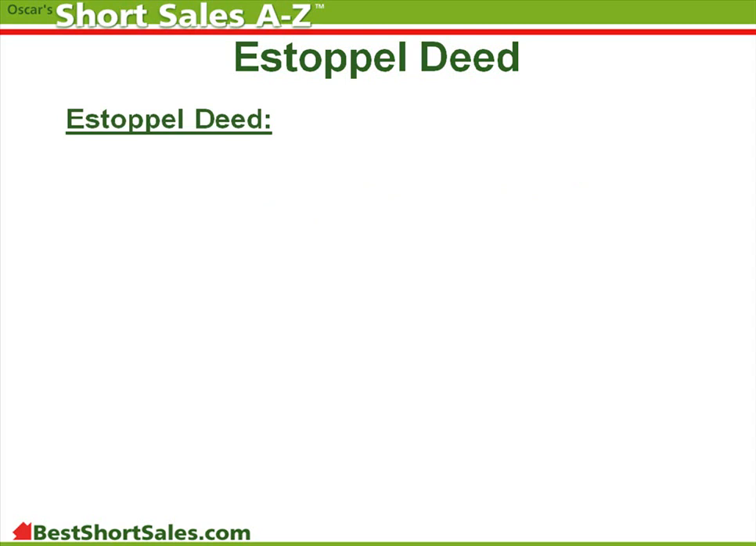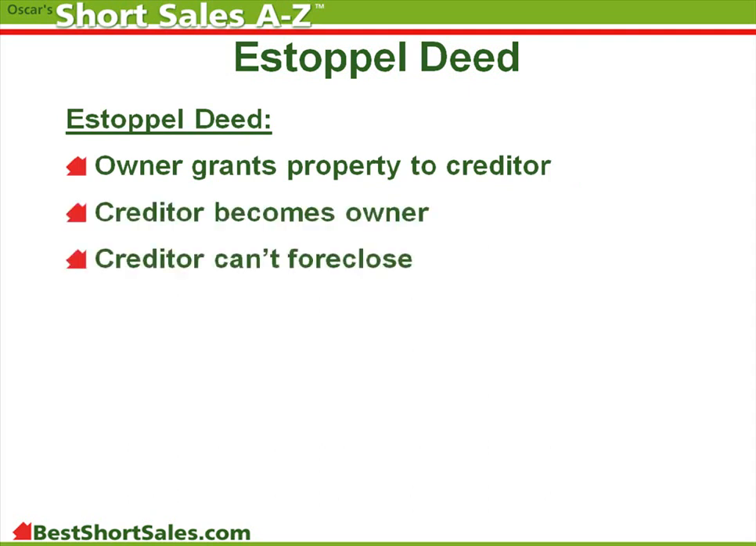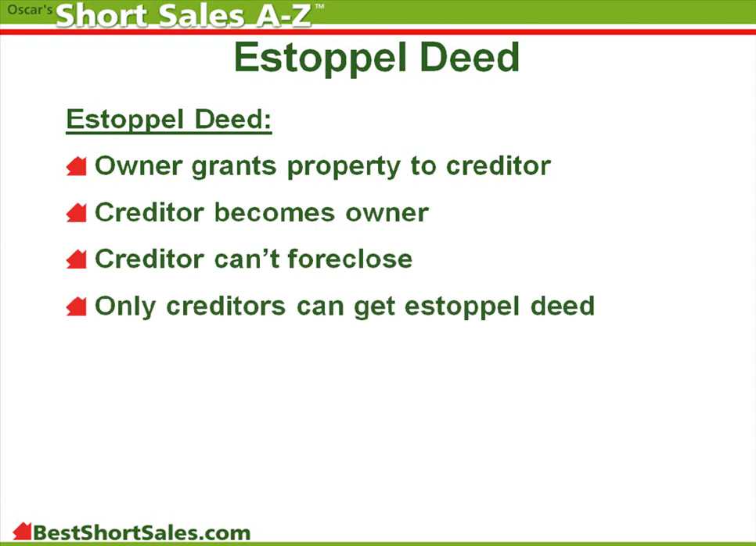In an estoppel deed, or deed by estoppel, the owner grants the property to the foreclosing creditor. If the creditor becomes the owner of the property, the creditor is prevented from foreclosing. Thus the term deed in lieu of foreclosure. Only creditors can get a deed in lieu of foreclosure. Estoppel deeds are often misused. For example, and this is almost unbelievable, but it happens, a homeowner may estoppel deed a property to a buyer so that the other person gets foreclosed.